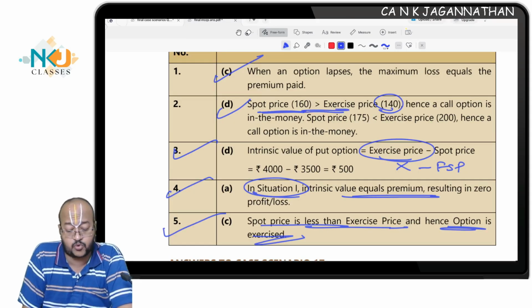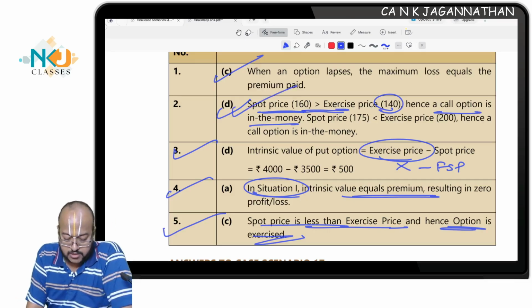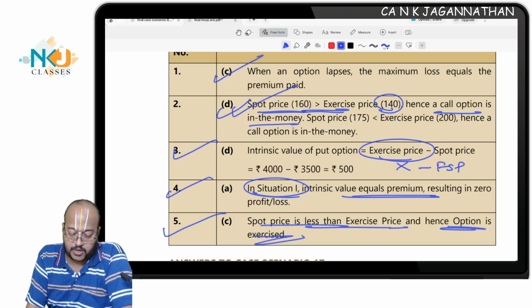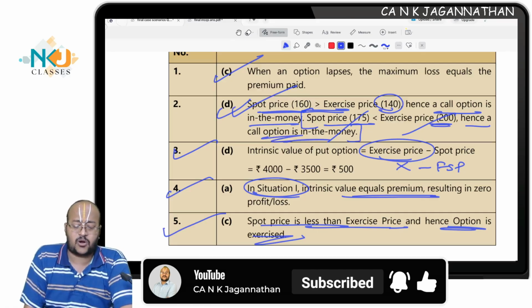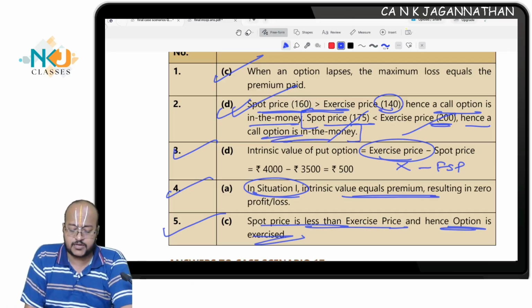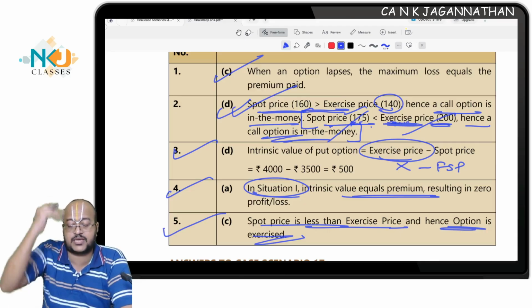Anyway, that is spot price more than exercise price, call option is in the money. That is also fine. But the numbers are wrongly written. You can argue, but here, if you see, spot price is less than exercise price of 200, this number is also a mistake. Hence, a call option is in the money. See, everything is wrong about this. Call option should be put option. Why? In a put option, where spot price is less than exercise price, you will have the right to sell at a higher price. Exercise price is more than the spot price.